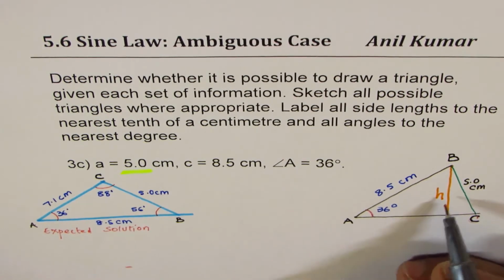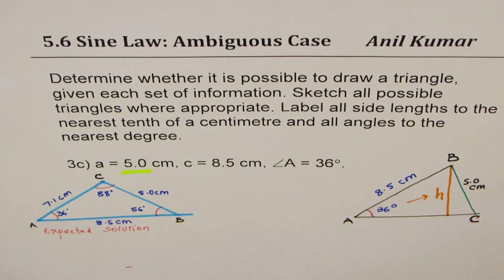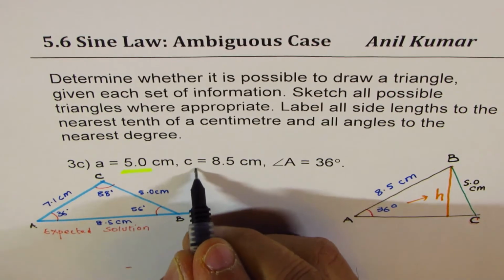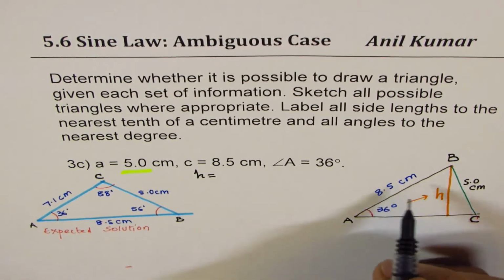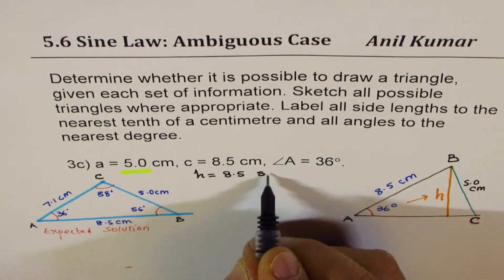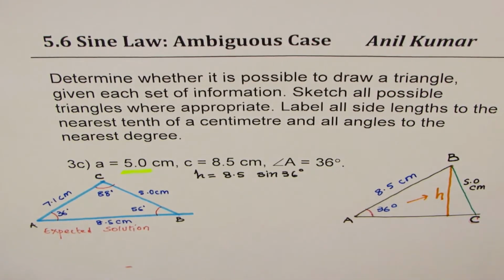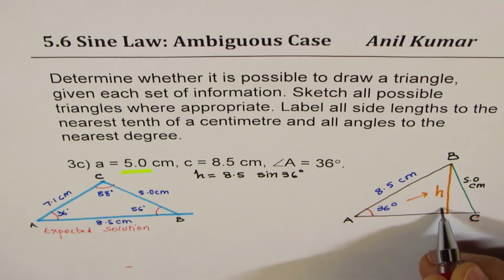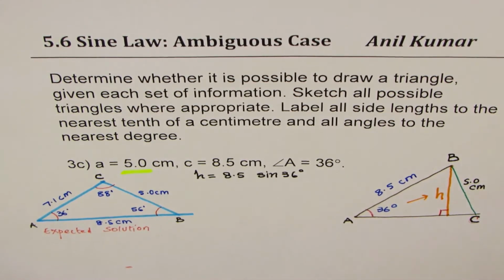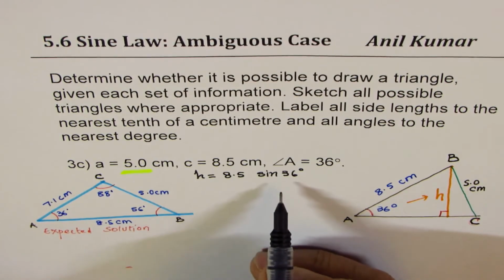Correct? Now, as you can understand, this height is opposite to 36 degrees. And therefore, we can say h is equal to the hypotenuse 8.5 times sine of 36 degrees. Now, the hypotenuse will always be the longest side, and sine and cosine are always at most 1, so they're less than or equal to 1. So when you multiply, you'll get a value which is less than the hypotenuse, so it makes sense. So that is a good check.